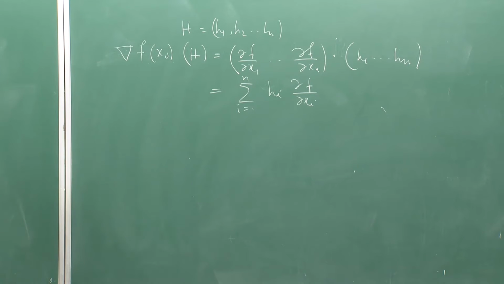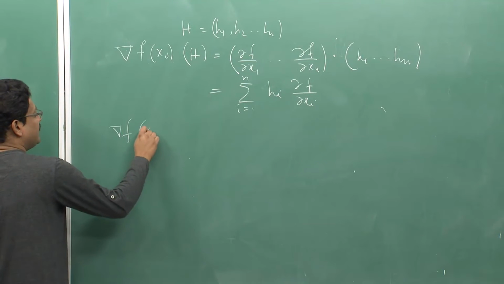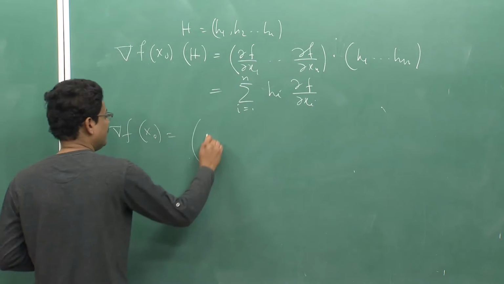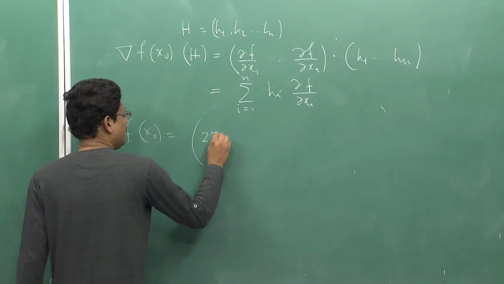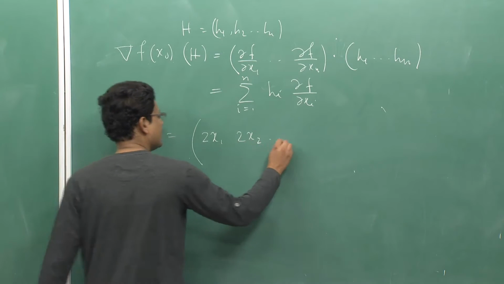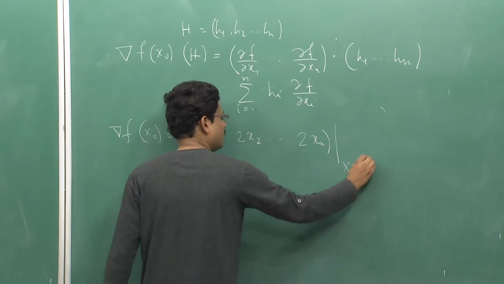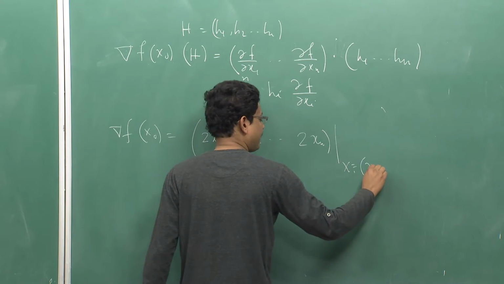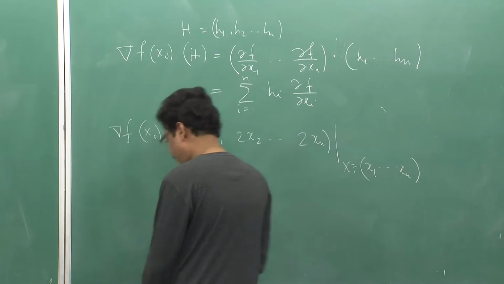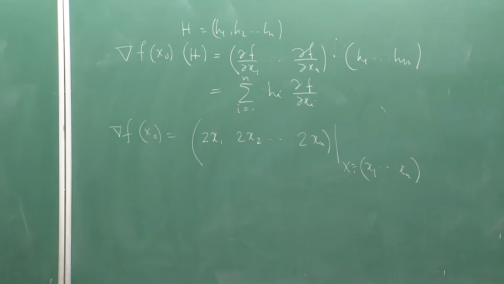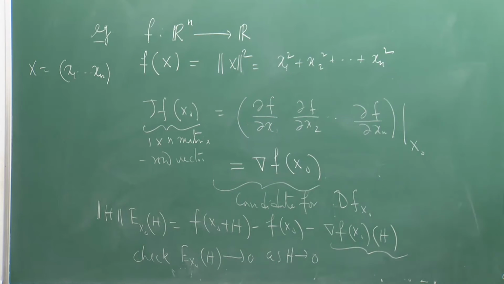So, you use that, and of course, you can calculate that del f at x naught is simply (2x1, 2x2, ..., 2xn) evaluated at x equal to (x1, x2, ..., xn). Okay. So, do the exercise and we will continue from here.